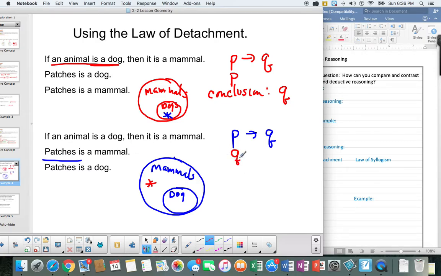We have Q. And this is not the kind of reasoning we use in the law of detachment. We want to ensure that this item is part of the little group. So this reasoning does not work, and we say no conclusion. We're not using the law of detachment correctly. The law of detachment has to go like this: P implies Q. You've got to address the P, the hypothesis, then you can make the conclusion about Q.